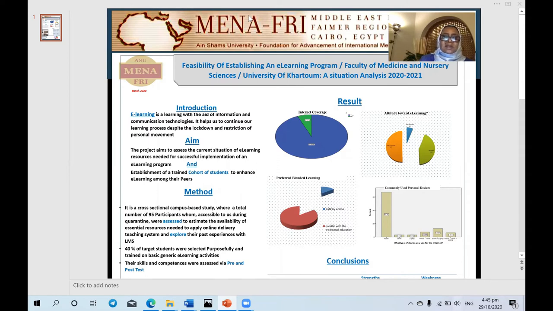The project aims to assess the current situation of e-learning resources needed for successful implementation of an e-learning program, and the establishment of a trained cohort of students to enhance e-learning among their peers.